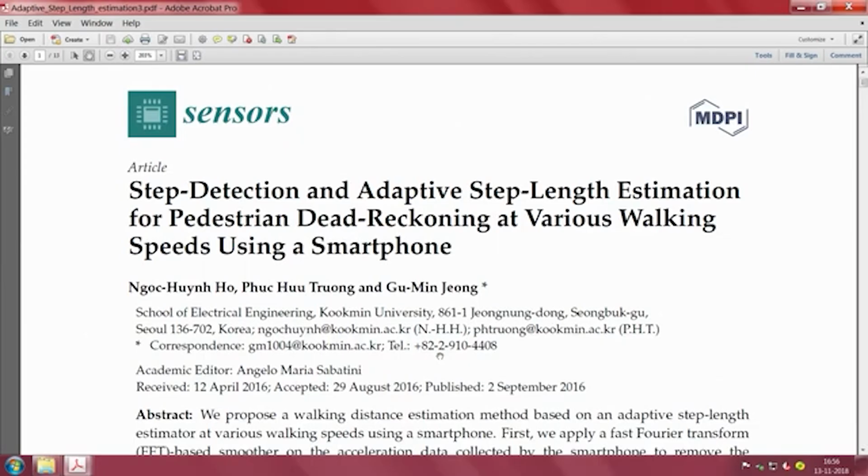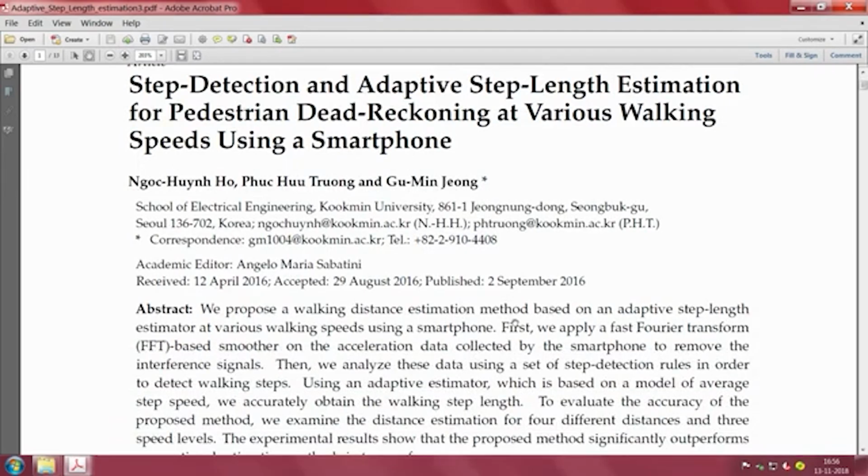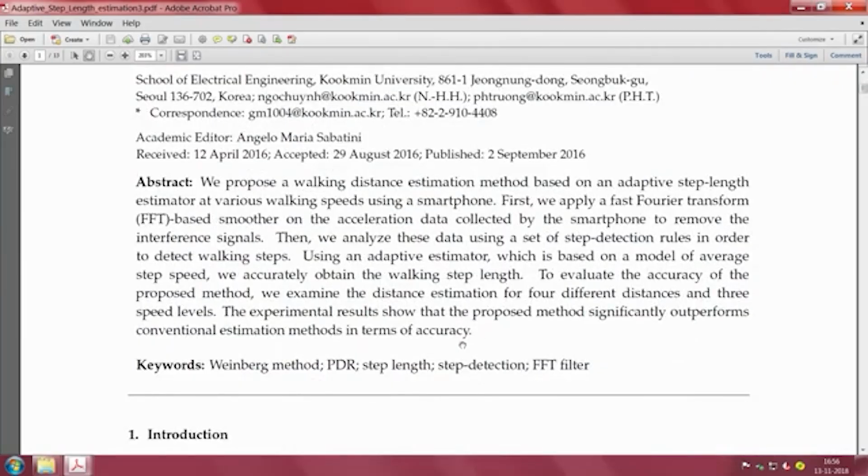Okay, so I will take you to one more paper which is talking about step detection and adaptive step length estimation for pedestrian dead reckoning at various walking speeds using a smartphone, essentially what we have been talking of with respect to the use of IMUs. This paper is also equally good, and as you can see they are looking at adaptive step length estimation. While this paper is interesting, they also have some nice ideas in it. Let us read the abstract and you will get a very good idea.